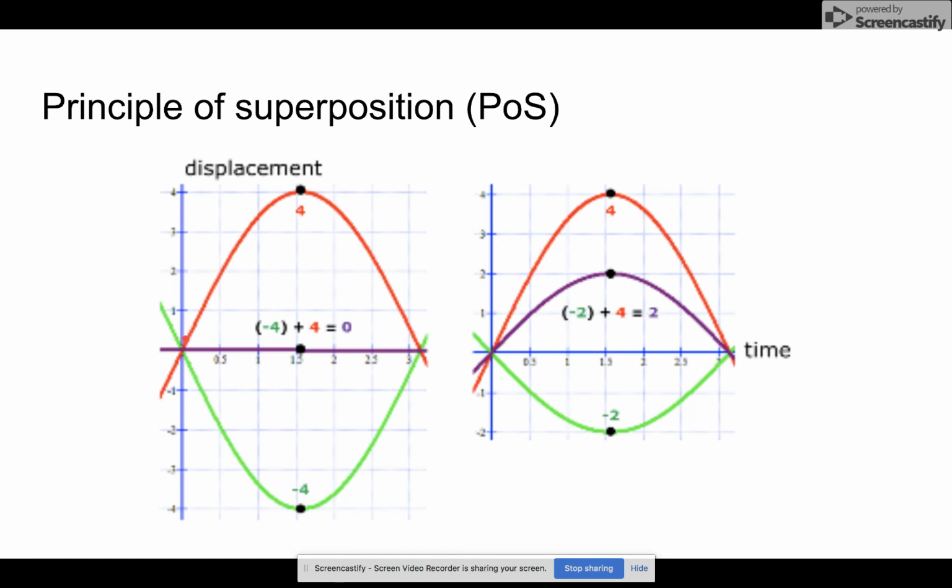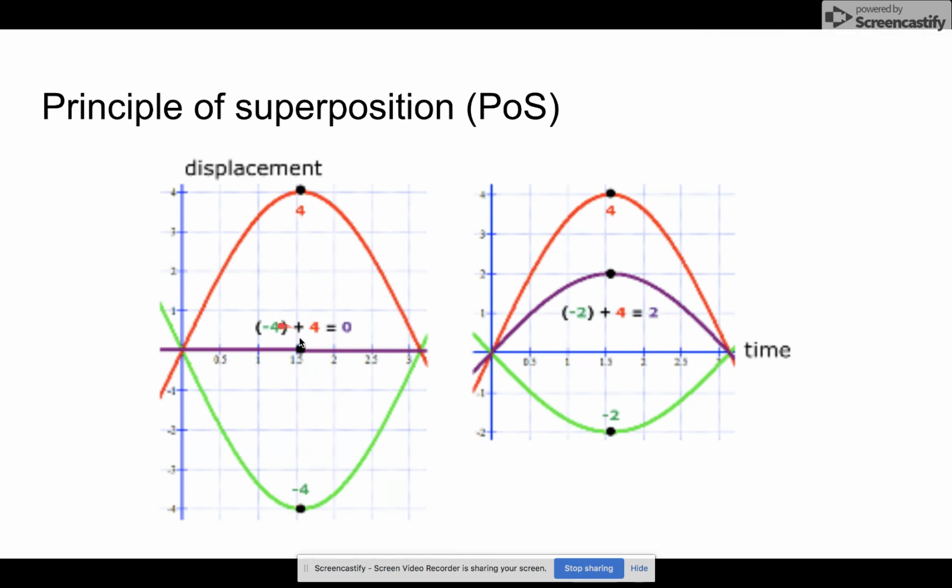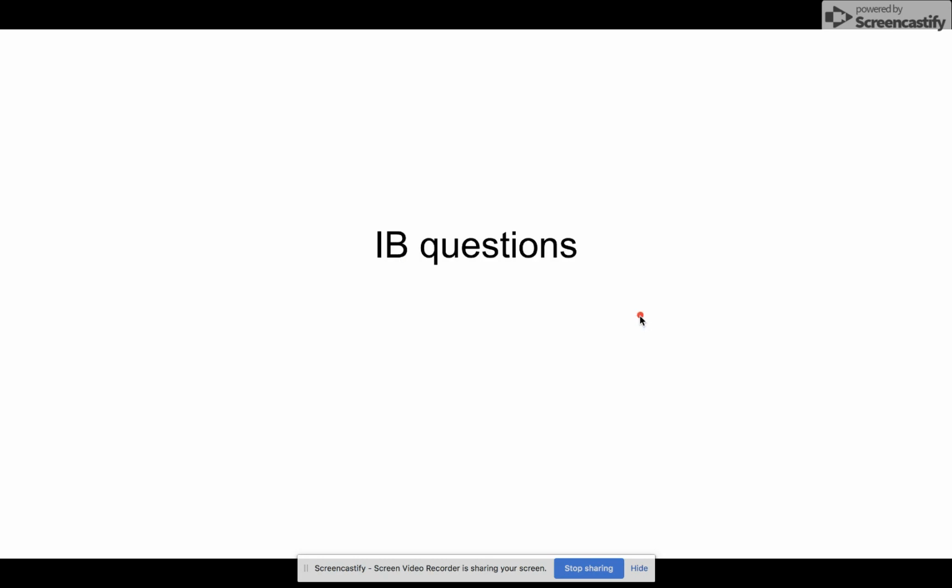Right. So for the red wave, at t equals, sorry, this is probably 1.5, my bad. At t equals 1.5, you have the displacement of 4. And here you have the displacement minus 4. When you add those two displacements, you get a resultant displacement of 0. So this superposed wave is going to have a displacement of 0. Same thing applies here at t equals 1.5. This is 4 and this is minus 2. And you add up to get a resultant displacement of 2.